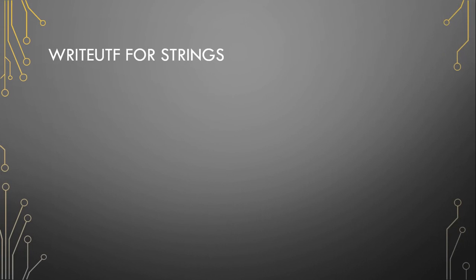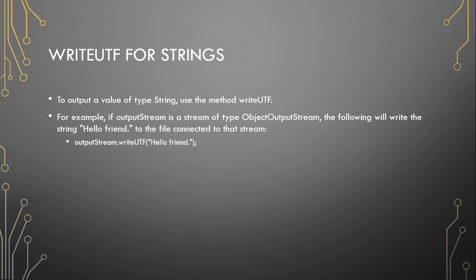All right, let's look at writeUTF for strings. To output a value of type string, we can use the method writeUTF. For example, if outputStream is a stream of type ObjectOutputStream, the following will write the string "hello friend" to the file connected to that output stream: outputStream.writeUTF("hello friend").